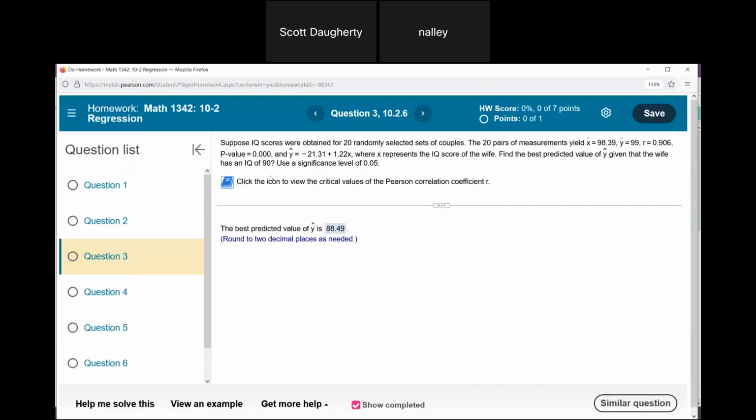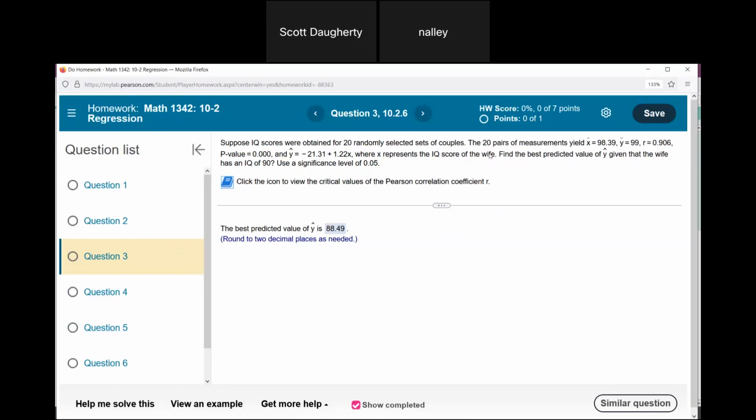The other thing I want to mention here is something called interpolation and extrapolation. Interpolation is when the x value that you're making a prediction for, like in this case 90, is contained within the range of your x values from your sample.